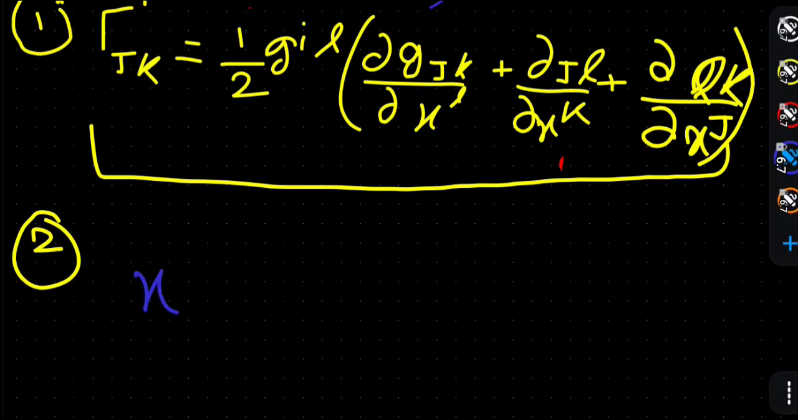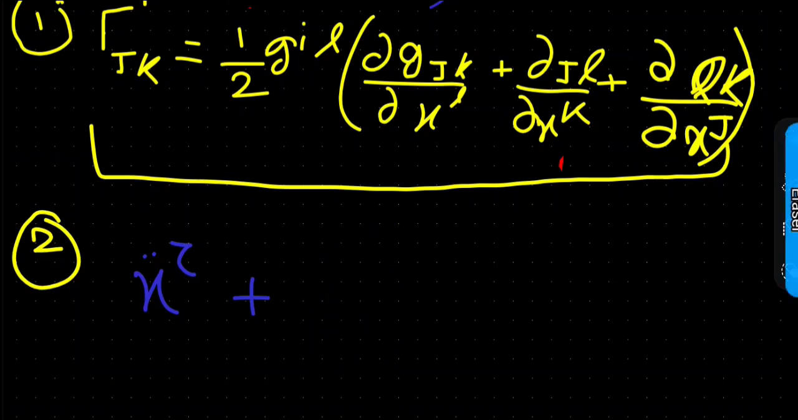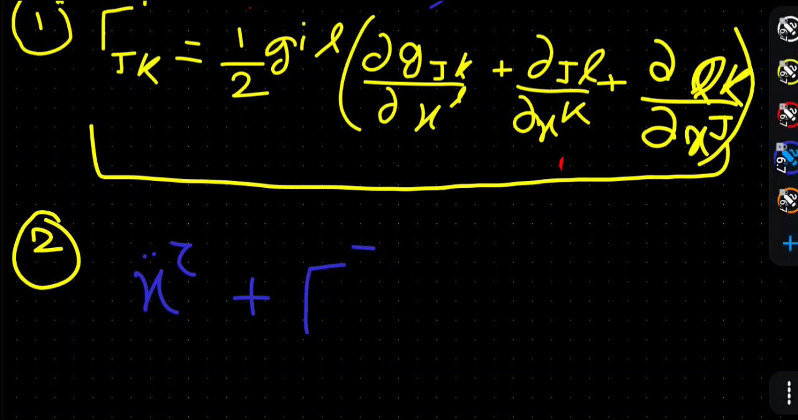It was x double dot tau plus Christoffel symbol tau mu nu, x dot mu x dot nu, equals zero. Okay, so this was our geodesic equation that we have derived, and the derivation that we have used in the, I guess, first video. You can check out that particular video for the derivation. And this is our particular example of the geodesic equation.